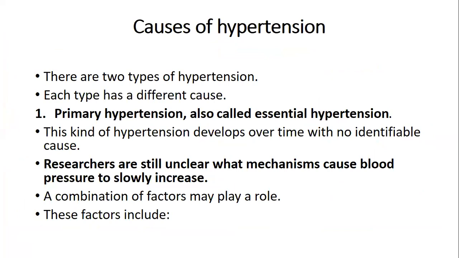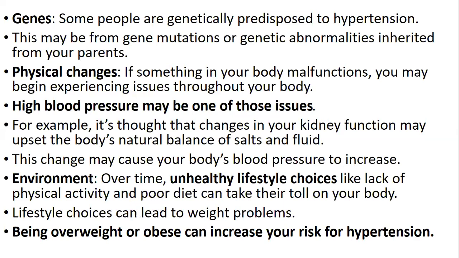There are two types of hypertension. Each type has a different cause. Number one, primary hypertension, so-called essential hypertension. This kind of hypertension develops over time with no identifiable cause. Researchers are still unclear about what mechanisms cause this kind of blood pressure to come up, why it increases slowly, and a combination of factors have been pointed at as being the causes of this.